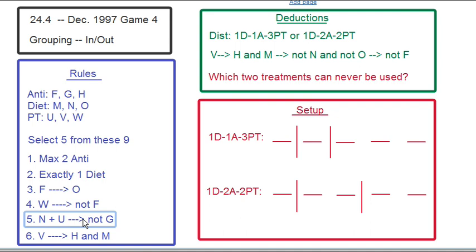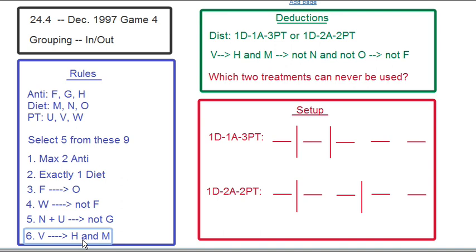The next rule says G cannot be prescribed if both N and U are prescribed. So if both N and U, then not G. Okay, and the last rule is that V cannot be prescribed unless both H and M are prescribed. So this is just like the previous 3 rules. This one is again a conditional statement. Some people might have trouble writing this rule because it involves the word unless, but hopefully you know how to do that. If not, you can check back on the conditional reasoning lessons. This rule amounts to saying if V, then both H and M have to be selected.